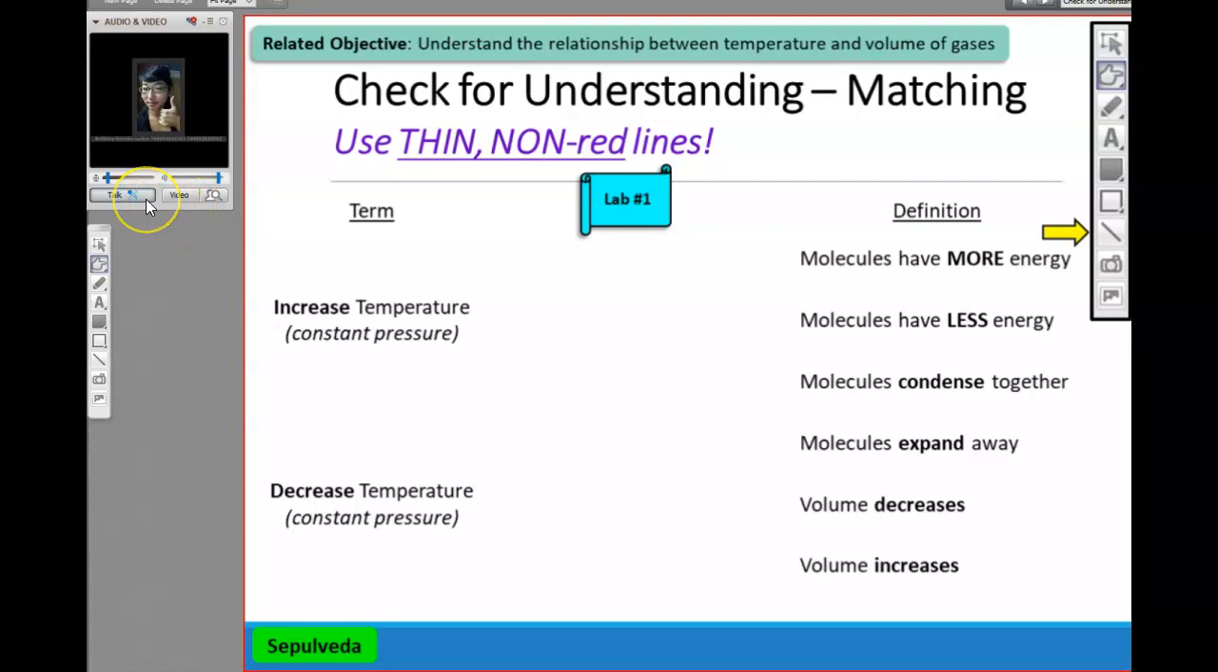Excellent. All right, let's check for understanding here. I'm going to give you just about 30 seconds to look at these two things. First of all, we're looking at increased temperature, and we're looking at decrease in temperature. What happens when we increase the temperature? There are three things that could happen. And then obviously when we decrease that temperature, what are those three things that happen?